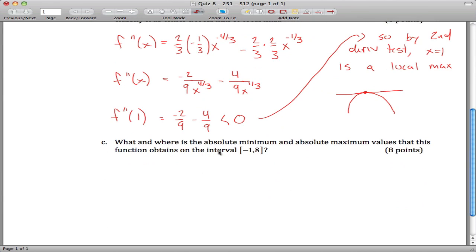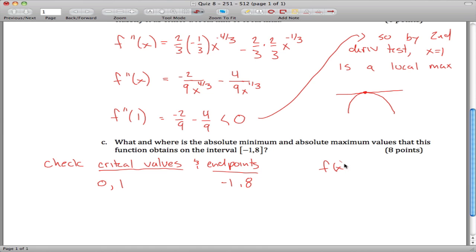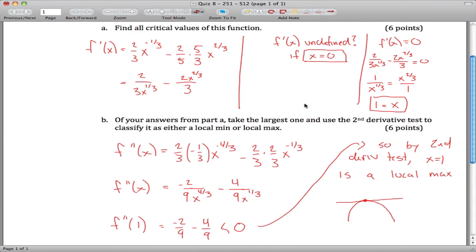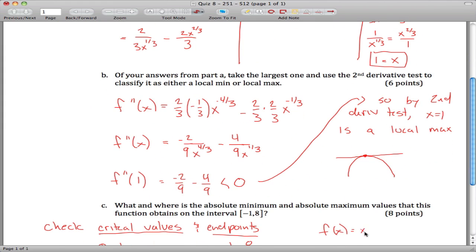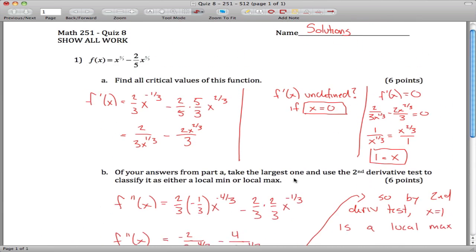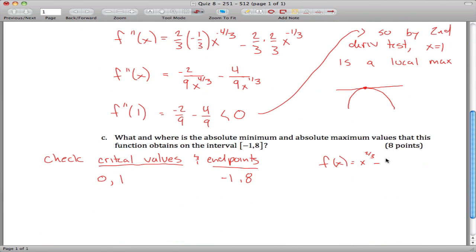What and where are the absolute minimum and absolute maximum values that this function obtains on this interval? What we have to do is check our critical values and endpoints. Our critical values are at 0 and positive 1, and our endpoints are negative 1 and 8. We have to plug those into our original function to see what's the biggest. f of x is x to the 2/3 minus 2/5 x to the 5/3.